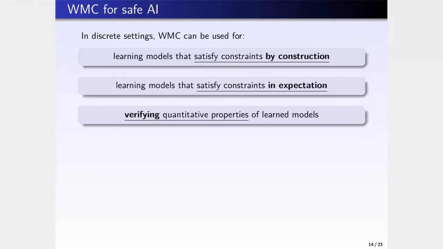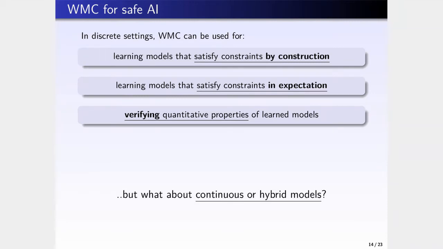So I hope I convinced you that indeed we can use weighted model counting for many things. There are three kind of orthogonal directions here. Either we can use it for learning models that satisfy the constraints by construction. If we cannot afford that, then we can learn models that satisfy constraints in expectation by using the weighted model count as a kind of regularizer, or we can use weighted model counting for verifying quantitative properties, basically by computing the probability that certain constraints are satisfied by the model.